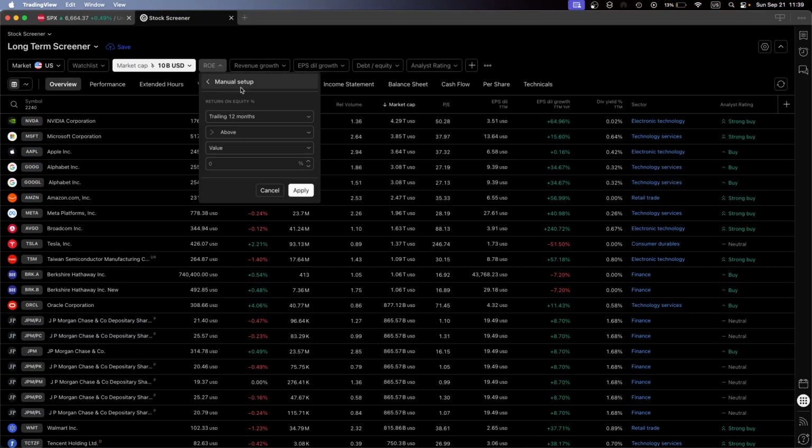So next is ROE. ROE is return on equity. This is a measure of quality. It tells you how effectively the management is using the shareholders' money to generate profit. We want to choose something which is greater than 15%. This is considered a very good, well-run, profitable business.